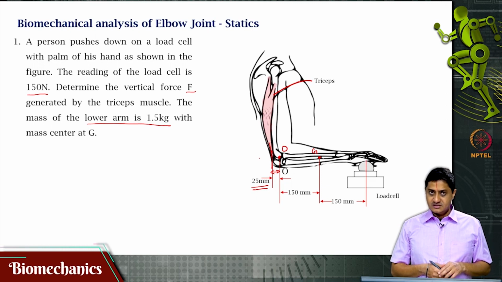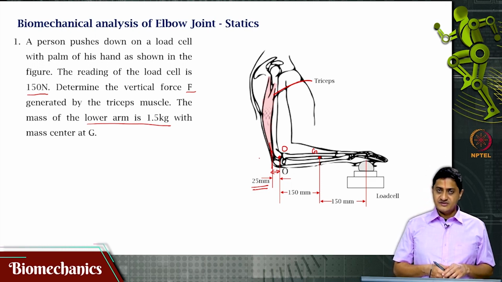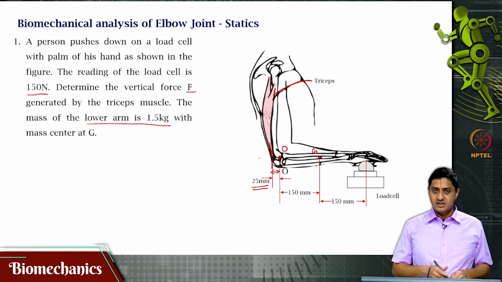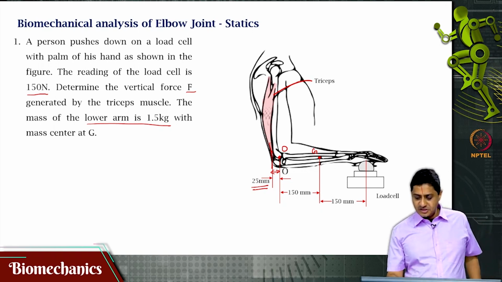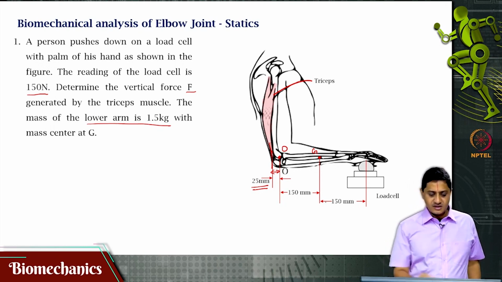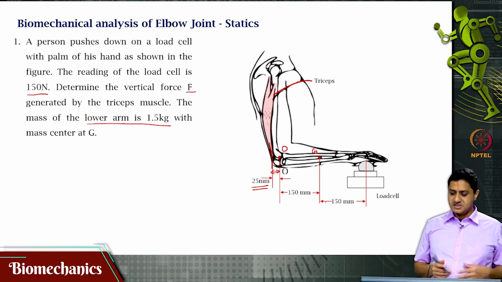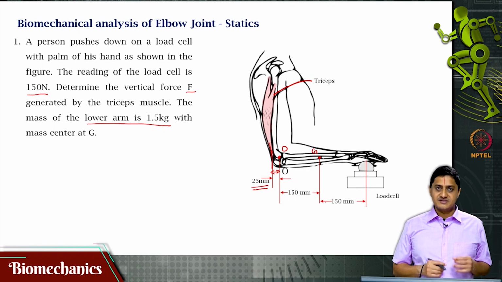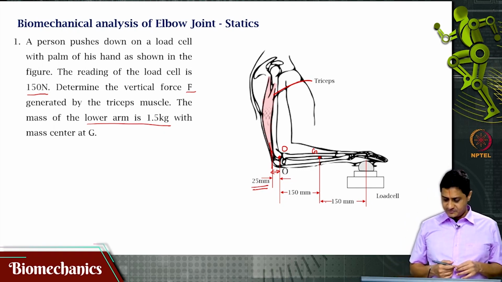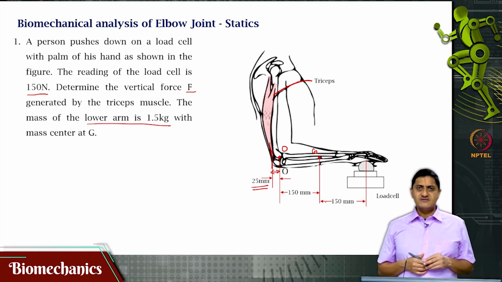And the center of mass of the forearm itself is at a distance of 150 mm from the elbow joint for the purpose of this problem, and the measurement of force that is found on the load cell is 150 newtons. The question is, find the force produced by the triceps muscle. This is the question.